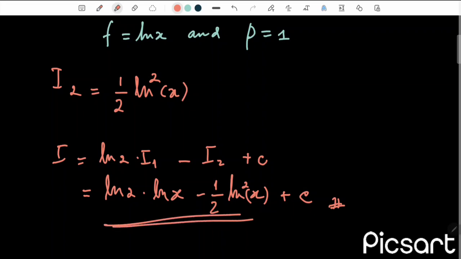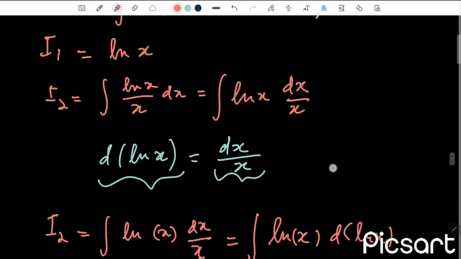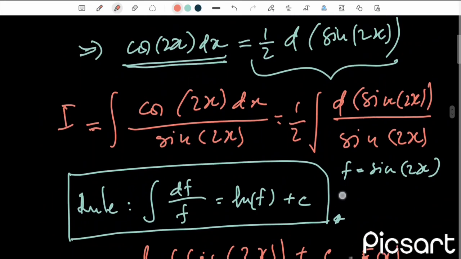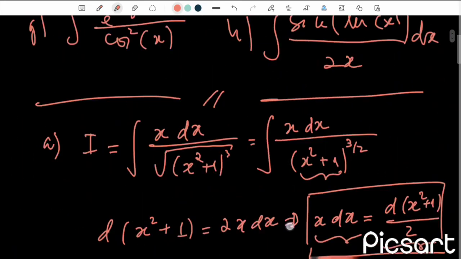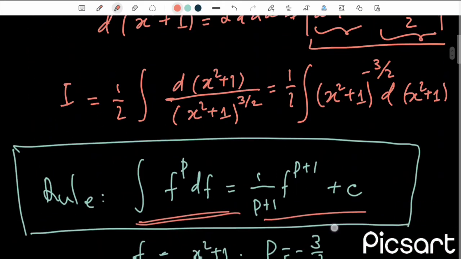This is the solution, and we can take the derivative of this solution to show that actually this is the solution for this exercise. We will continue solving the problem D, which is the integral of arctan of 4x.